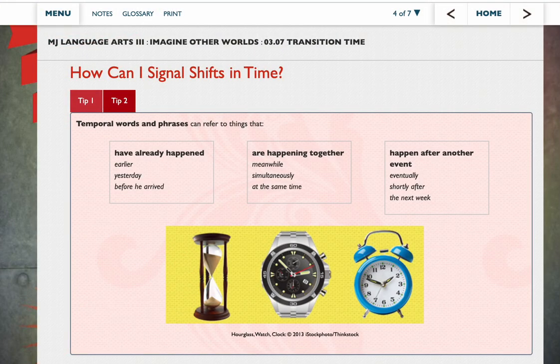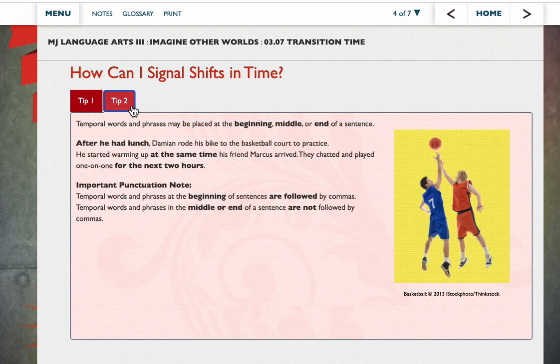How can I signal shifts in time? Tip 1. Temporal words and phrases can refer to things that have already happened, are happening together, or happen after another event. Tip 2. Temporal words and phrases may be placed at the beginning, middle, or end of a sentence.